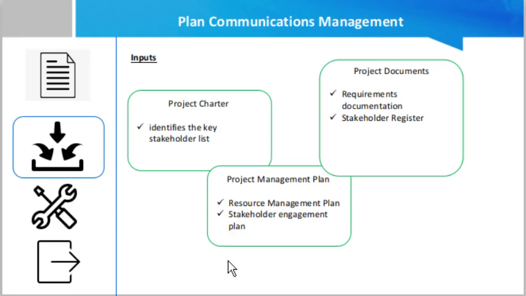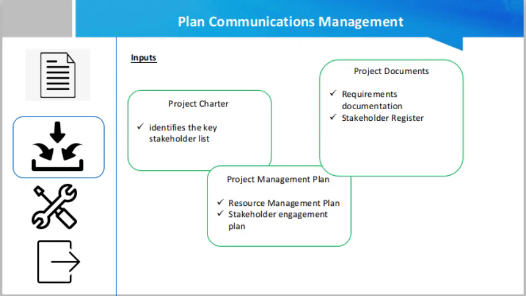Project management plan, which includes the resource management plan, which provides guidance on how team resources will be categorized, allocated, managed, and released. Team members and groups may have communication requirements that should be identified in the communication management plan. Next is the stakeholder engagement plan, which identifies the management strategies required to effectively engage stakeholders. These strategies are often fulfilled via communication.